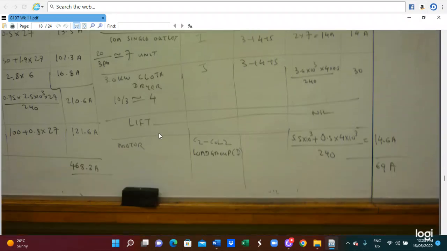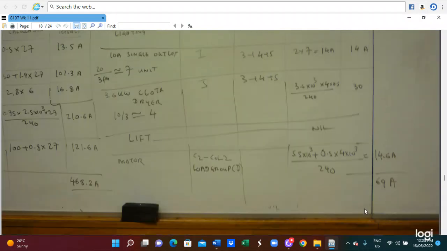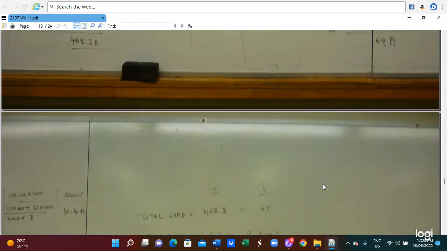And the other thing is the motor, load group D. So first motor is 5.5 into 10 power 3, and second motor is at 50%. So 0.5 multiplied by 4 into 10 power 3 divided by 240. You get 40.6. So you add all together, all the combined load is 69 ampere. So this is the way that we calculate.